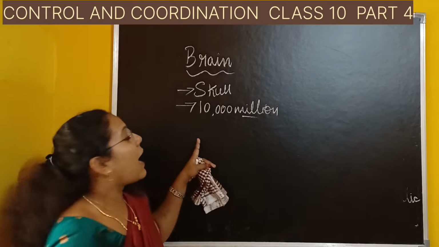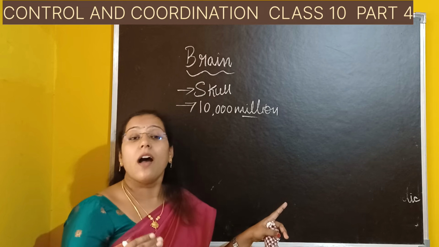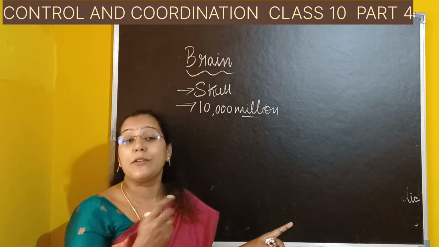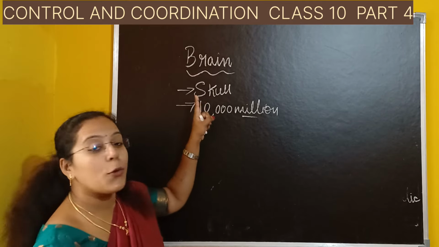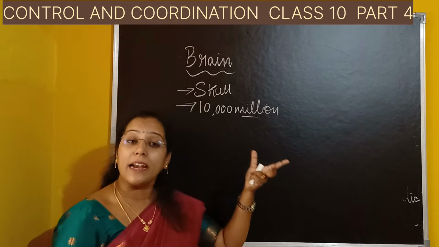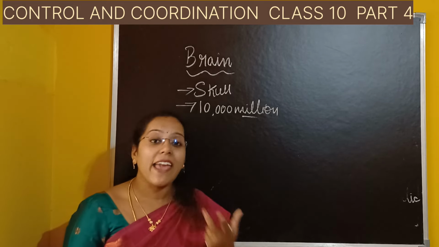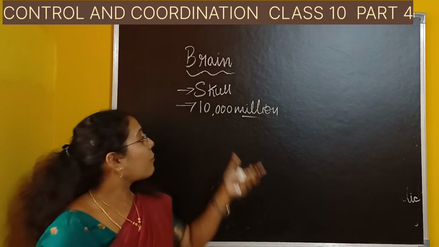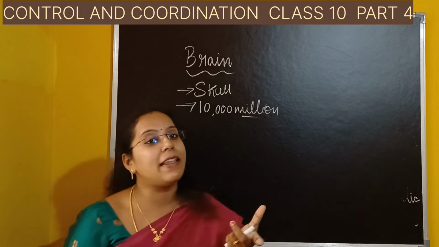Now after understanding so much, you must know the structure and also the different parts that are involved in the human brain. As I told you, the human brain is a delicate organ and it is protected by a hard covering, a cage-like structure called the skull. And this human brain is ultimately made up of 10,000 million neurons.